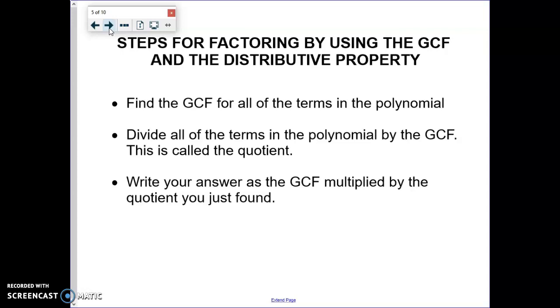To do the steps for factoring by using the greatest common factor and the distributive property, what we're going to do is first of all find the GCF for all the terms in the polynomial. Then once we find that greatest common factor, we're going to divide every term of the polynomial by that greatest common factor. This is called a quotient. When you divide anything, the answer you get is called the quotient. And then finally, we're going to write that answer that we just came up with times the GCF.